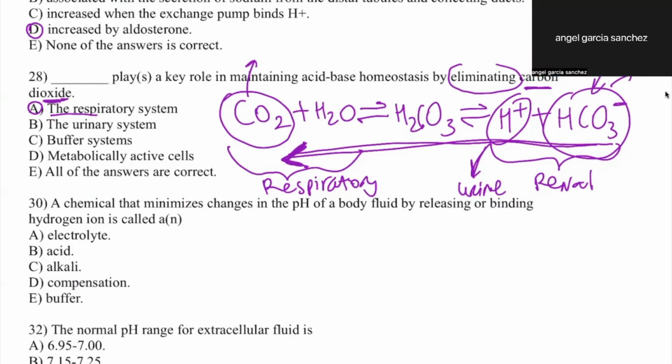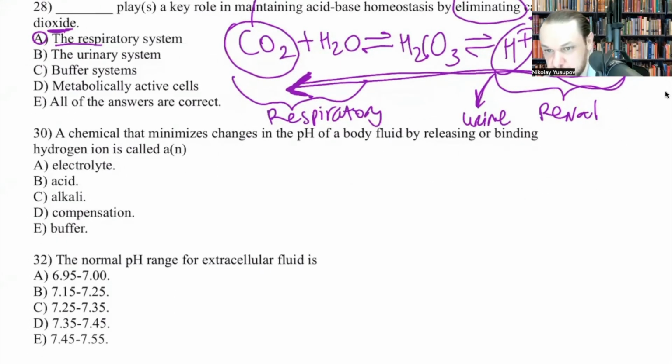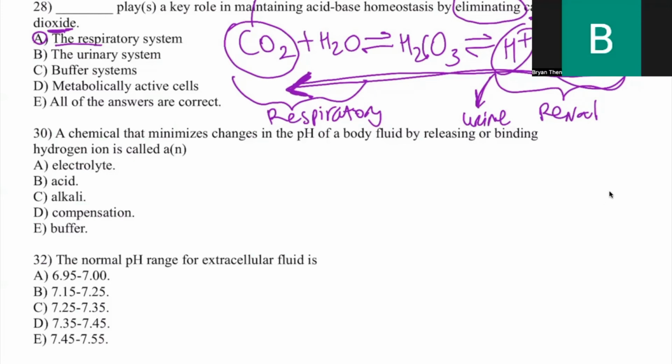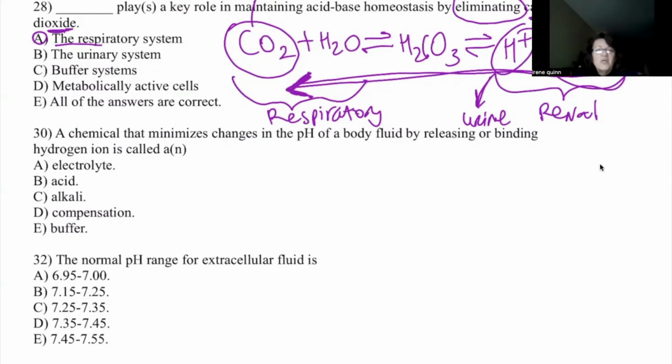All right, thank you. All right. 30, we are... Who was the last person to go? Brian. Okay, we're up to Irene then for number 30. A chemical that minimizes changes in the pH of the body fluid by releasing or binding hydrogen ions is called, in other words, it can go either way, positive or negative, right? A buffer. A buffer, yeah.